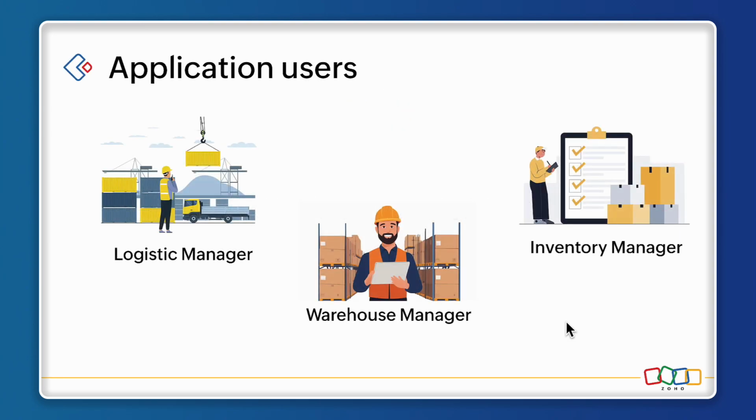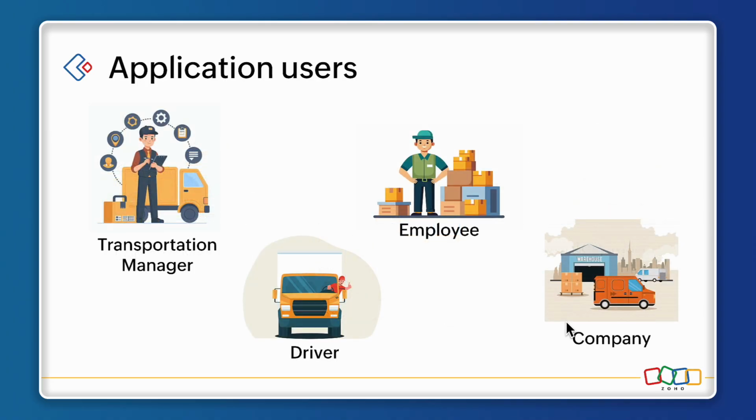So the logistic manager is someone who will be taking care of the incoming and outgoing shipments, right? And then we will have a dedicated warehouse manager who will be working inside the warehouse. And the inventory manager, this particular person will track all the product information. And we have the transportation manager. Again, the transportation manager is someone who will be planning all the shipment information, the deliveries, all that, right?